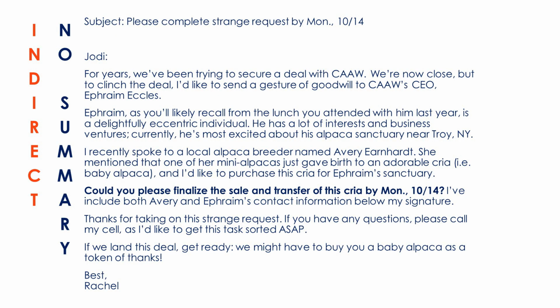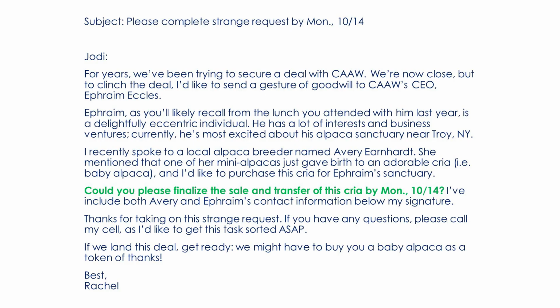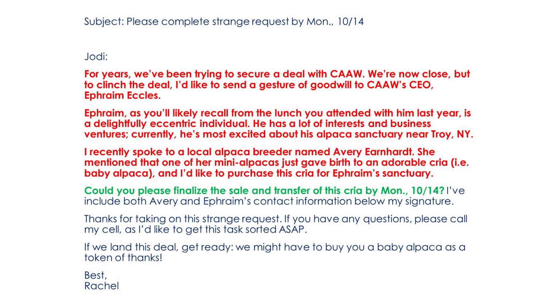And then finally, we've got an example of an indirect routine message that does not include a closing summary, right? This is still a relatively brief message, and the main point already appears at the end, so we don't really need to include a closing summary. So in this case, you'll see in green, you've got the main point. In red, you've got the preliminary context that sets the stage for this strange or unexpected request.